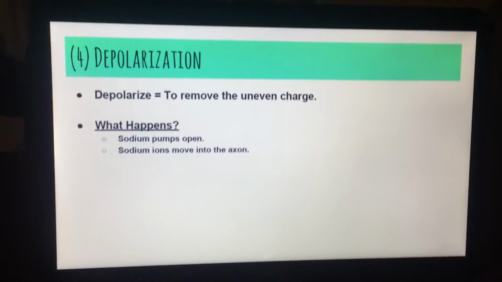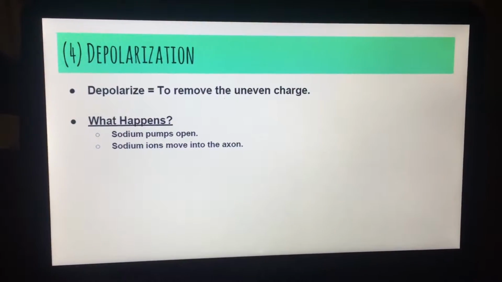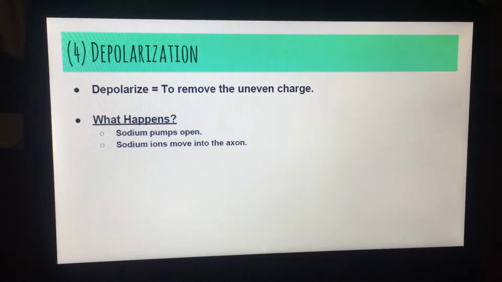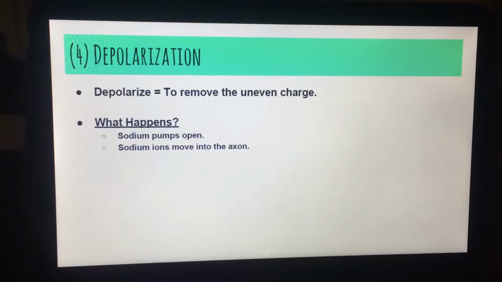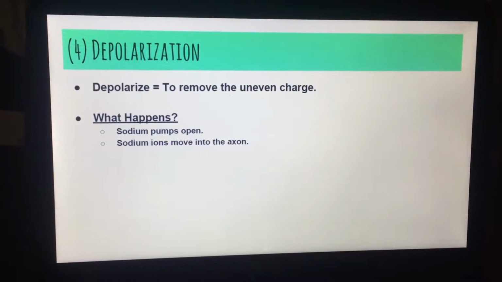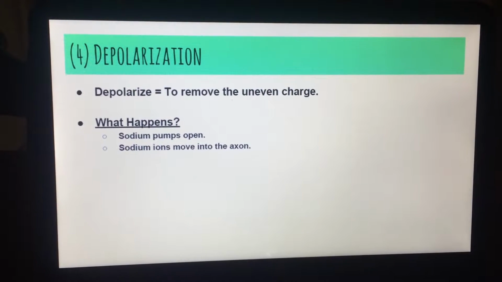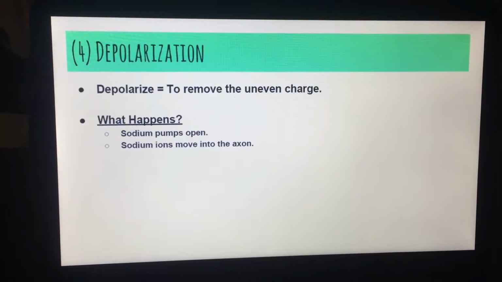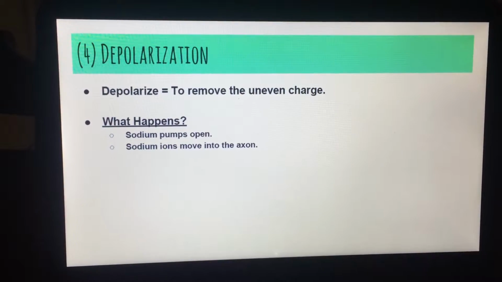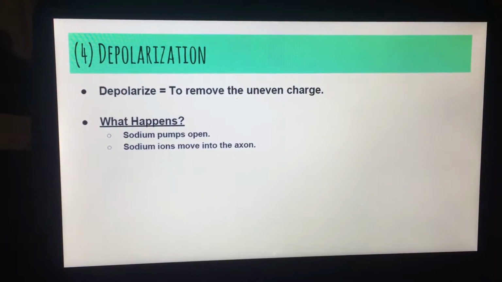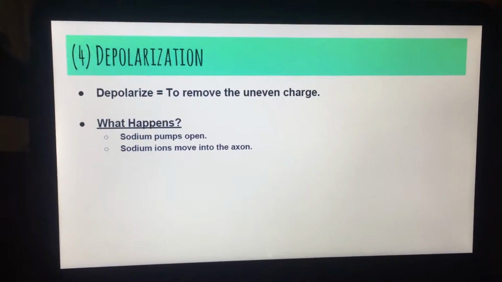So to rewind again, the first thing that had to happen to trigger a nerve impulse was the neurotransmitter had to bind to the neuron. Once that happens, the next step that's going to be initiated is depolarization. Depolarize literally translates to mean to remove the uneven charge. So that imbalance of charge we have from the sodium and potassium ions is going to be removed by opening the sodium pumps and sodium moving into the axon.